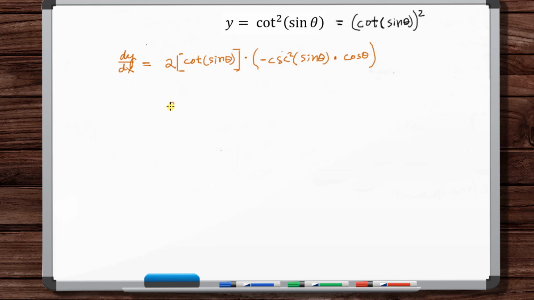So let's just clean it up. We've got 2 cosine theta. Let's bring this cosine theta to the front, and this minus sign we can bring to the front. Cotangent of sine of theta, cosecant squared of sine of theta.